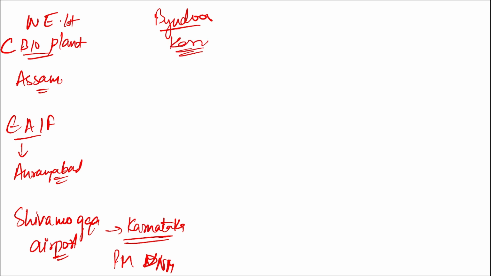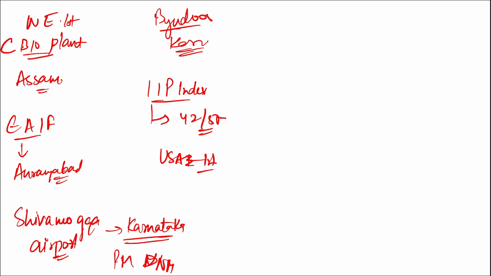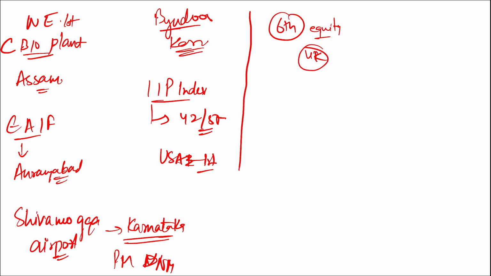Then tell me, what is India's rank in the International Intellectual Property Index? India is 42nd out of 55 countries, and the USA is in the first position. Then, which country surpassed India to become the world's 6th biggest equity market? It is the UK that has surpassed India, because of the Adani shares getting down. But for the last few days they have been increasing. The effect was because of the Hindenburg report on Adani shares.